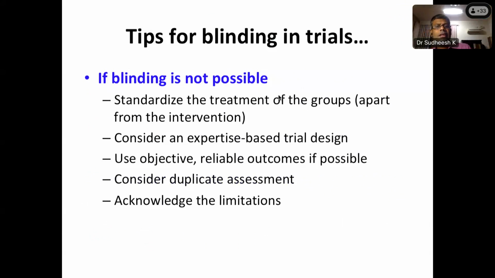In that situation, it's always better to standardize the treatment in both the groups and also use objective measures where somebody just has to write down and cannot tamper with the readings, and consider duplicate assessment. That means two people recording the parameters at the same time. You can also acknowledge that blinding could not be possible, and this is one of the major limitations of the study when you publish it.